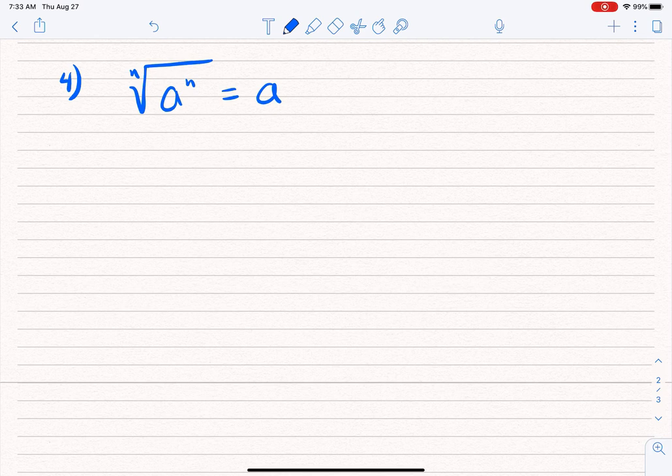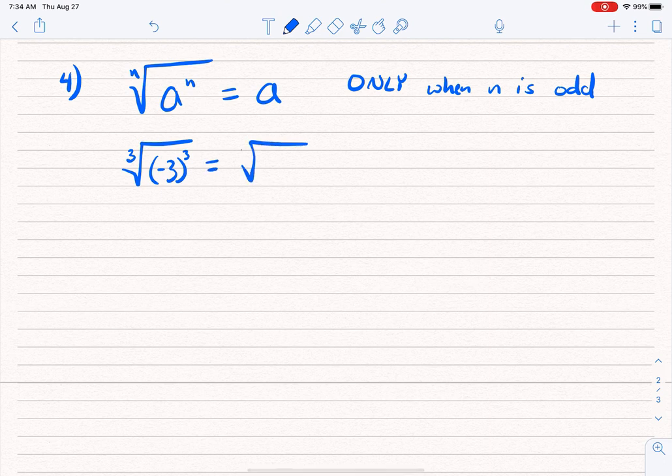Now this is true only when n is odd. Now, it seems like this would be true all the time, but this is only true when n is odd. And I'm going to show you what happens when n is even. But so what am I saying? I'm saying that if you have the cubed root of negative 3 raised to the third power, well, that would be the same thing as the cubed root of negative 27, which is negative 3.